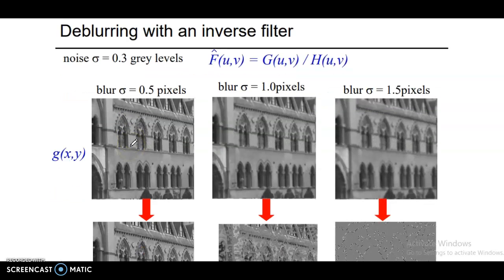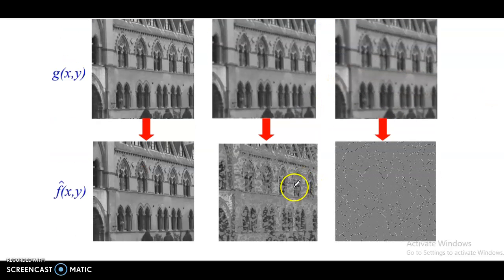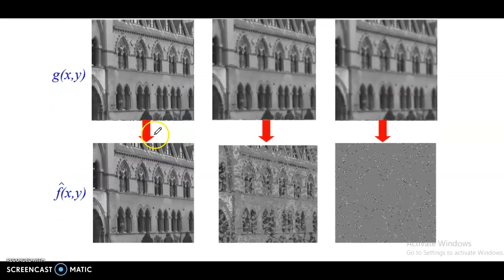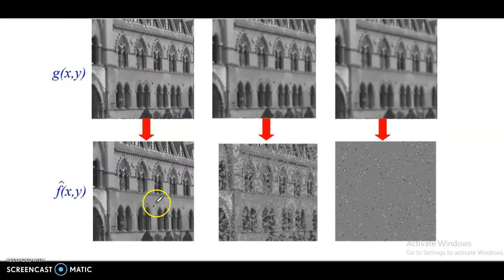Blur in the g of xy: here blur sigma equals 0.5 pixels, here blur sigma equals 1 pixel, and here blur sigma equals 1.5 pixels. F cap of xy is the same like this.